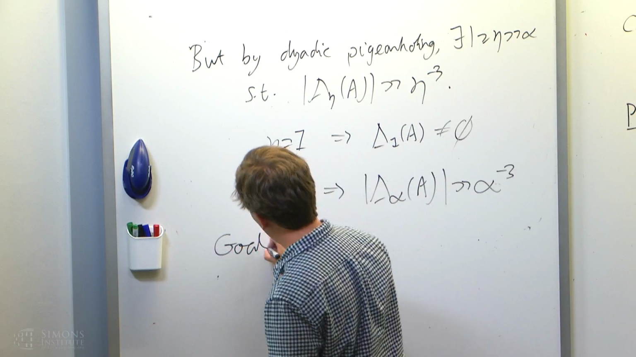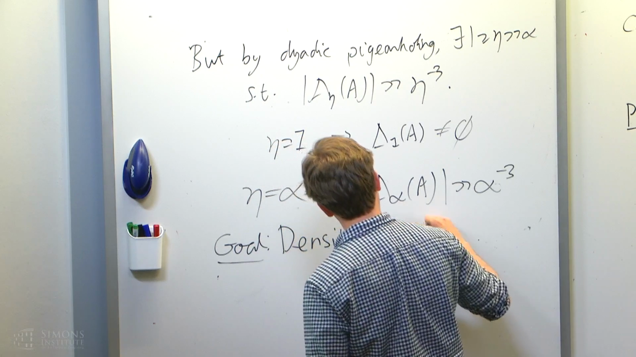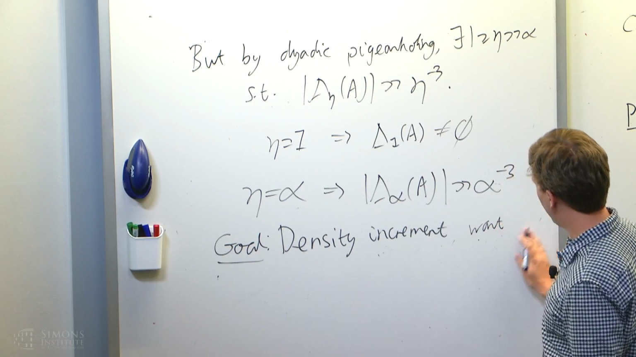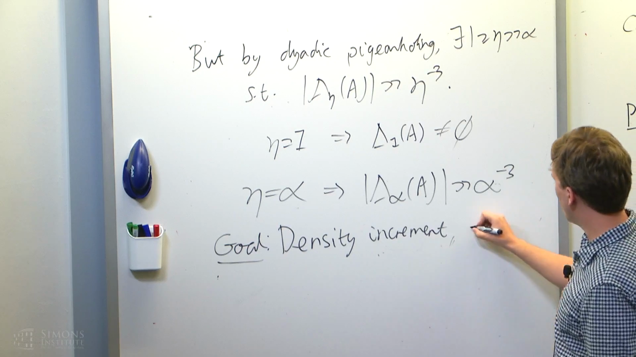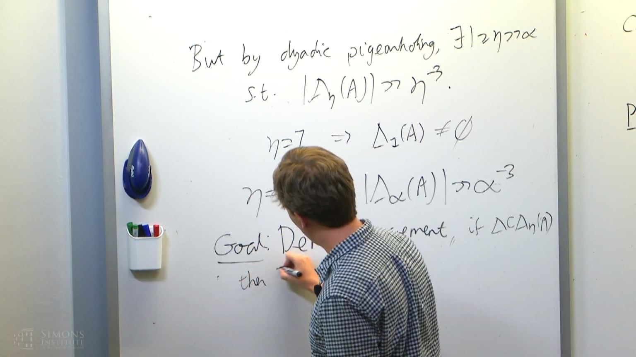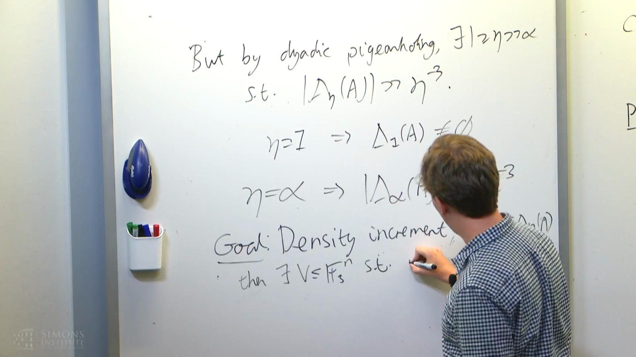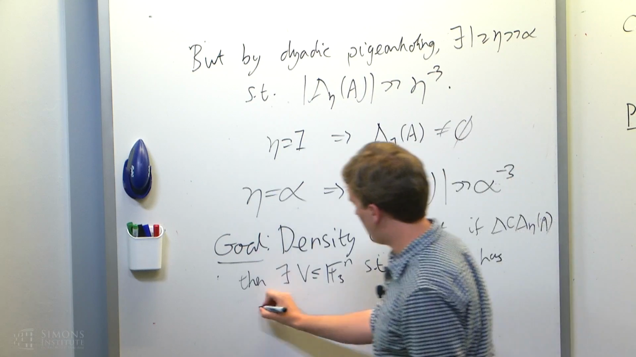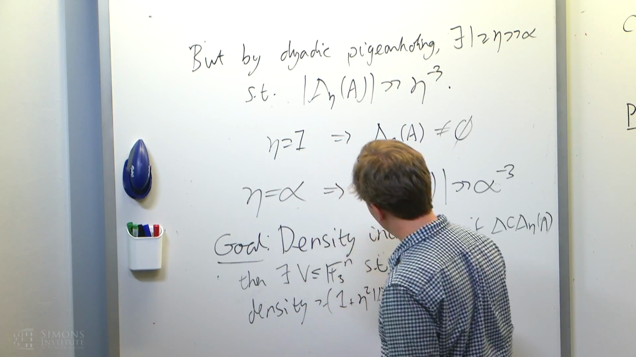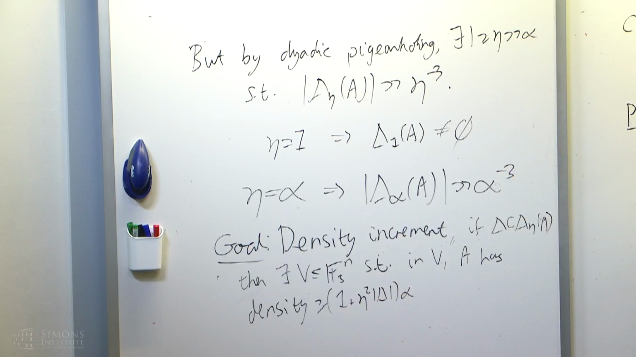And what's the goal when we're applying this? We're applying this in some sort of density increment framework. You can in general show that if delta is a subset of the eta level spectrum of A, then there exists a subspace V in F3 to the n such that in V, A has density, okay, the density's gone up, at least 1 plus eta squared times the size of delta times alpha. So 1 plus eta squared times the size of delta is how much we've gained in the density by.